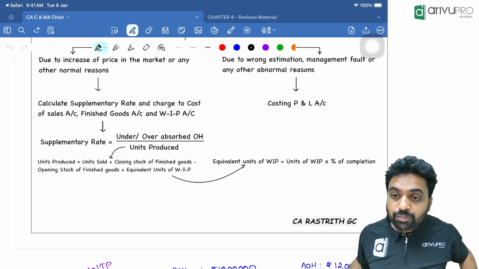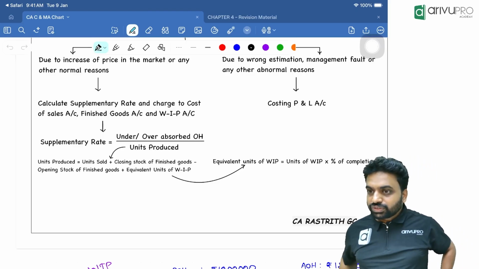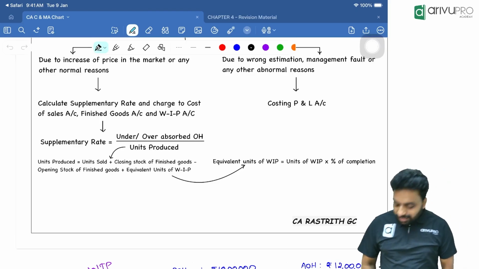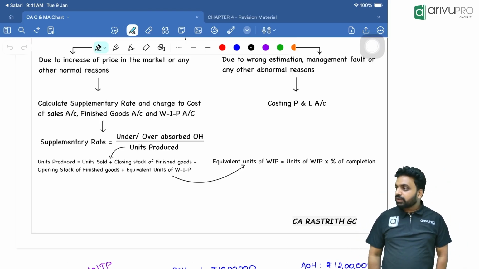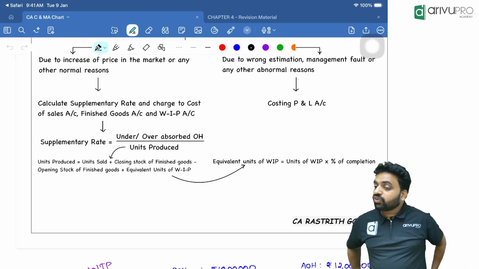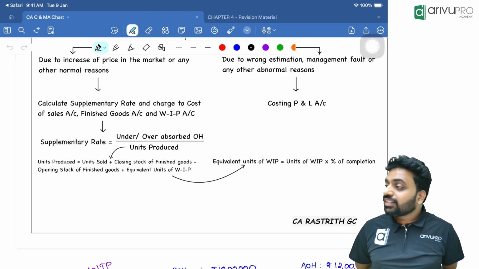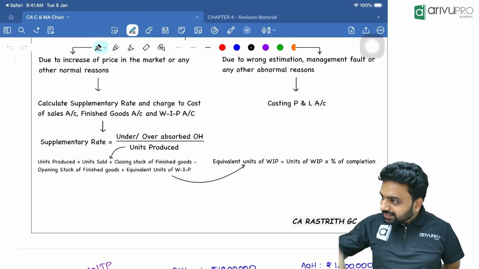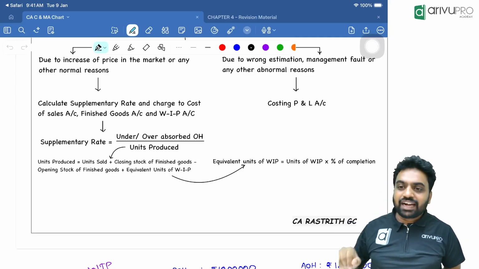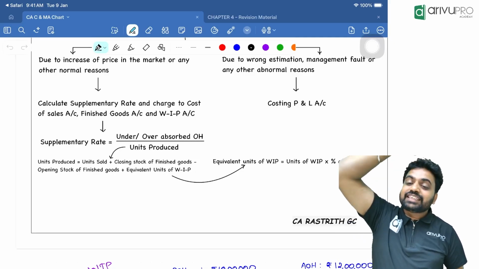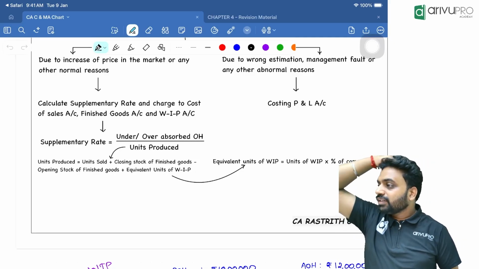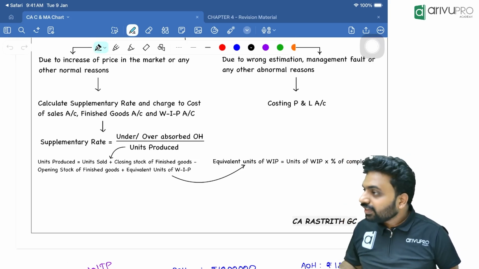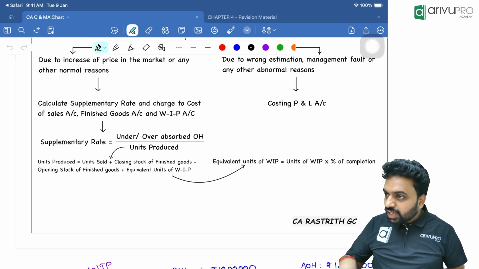That means how many units did we produce? 1,10,000. Also, let's say they tell you 10,000 units are in closing WIP, which are 40% complete. That means those 10,000 consumed the equivalent of 4,000 finished goods, which is consumed during the period. That I will add. Opening WIP is there, let's say 10,000 units, 70% complete. That means 30% got completed during the period.